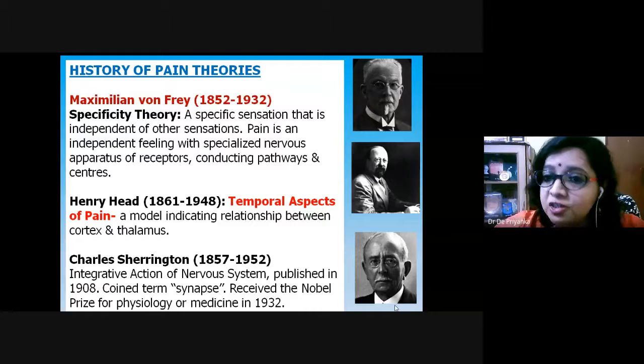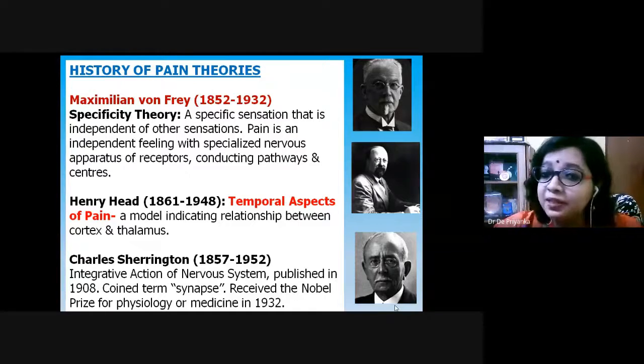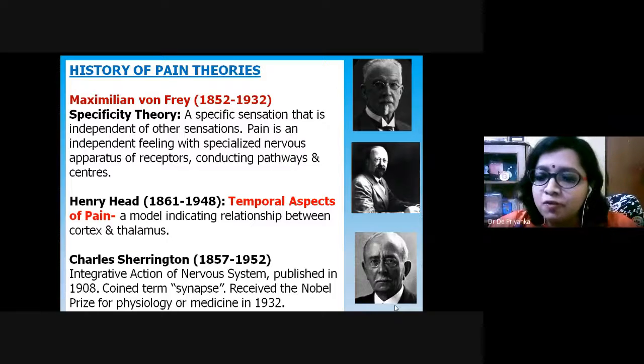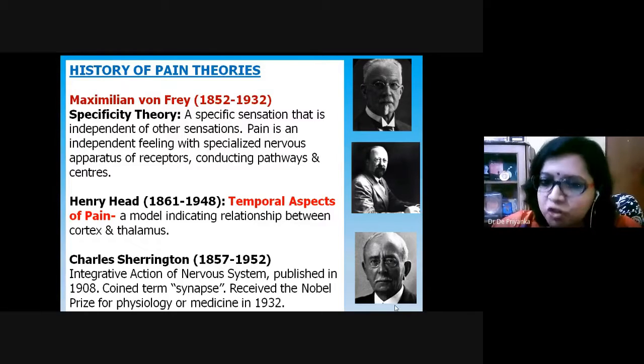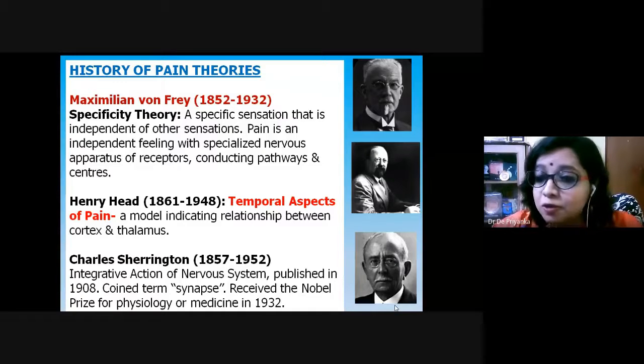So the relationship between the cerebral cortex and the thalamus is really very important, and that was being propounded scientifically at that time by Henry Head. Then gradually the integrative concept of the nervous system came, through Charles Sherrington, who also coined the term synapse. We are now well versed with the term, but at that time the term synapse was not known, and he also got the Nobel Prize in physiology for that.